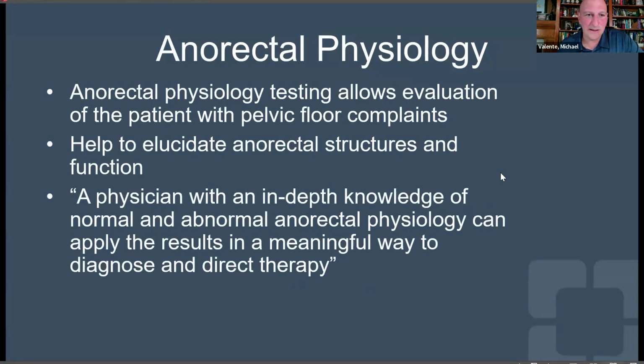A physician with an in-depth knowledge of normal and abnormal physiology of the anus and the rectum can apply the results in a meaningful way to help diagnose and direct. Some of my most happy patients are the ones who've been to 3 or 4 different people with some kind of weird, maybe pelvic floor thing, or maybe some anatomy thing that maybe was a deep postanal space abscess that no one else picked up on. So when you have this, you could really help a lot of people.